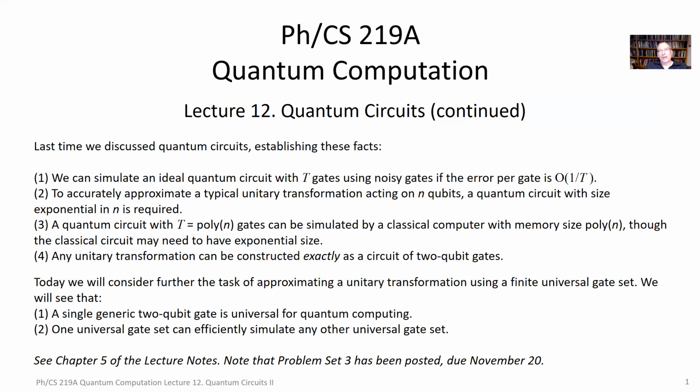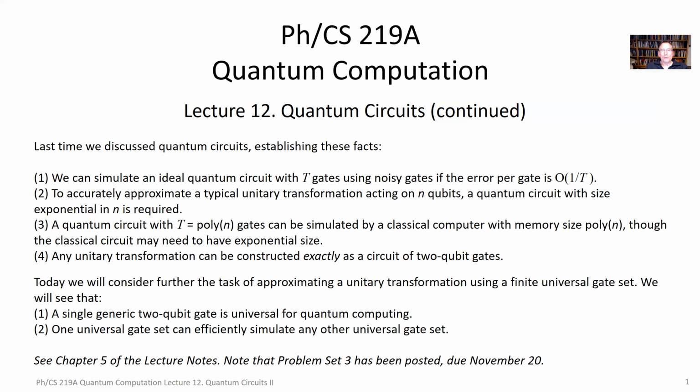And we talked about the question of exact universality. And we saw that if we wanted to build up exactly any unitary acting on n qubits, that is possible using only 2-qubit gates. So if we can get pairs of qubits to interact in a precisely controlled manner, doing entangling 2-qubit gates, that's enough to realize any unitary transformation we'd ever want for any purpose.